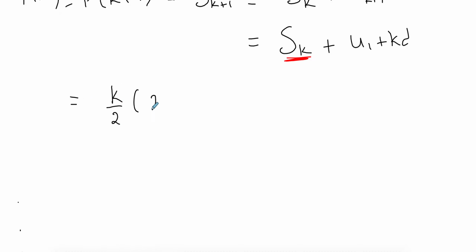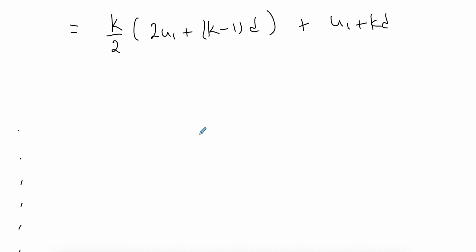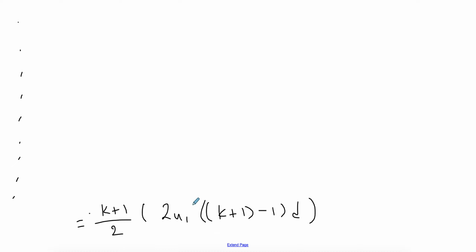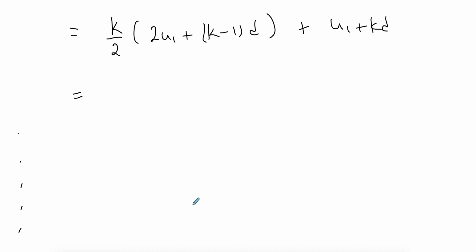So we're going to use our previous results and we're going to write it as k over 2 (2u1 + (k-1)d), and then plus u1 + kd. Then all you have to use is just algebraic manipulations. So you can pause this video and try it on your own to see if you can get to this, and then unpause the video to see how I end up doing it.